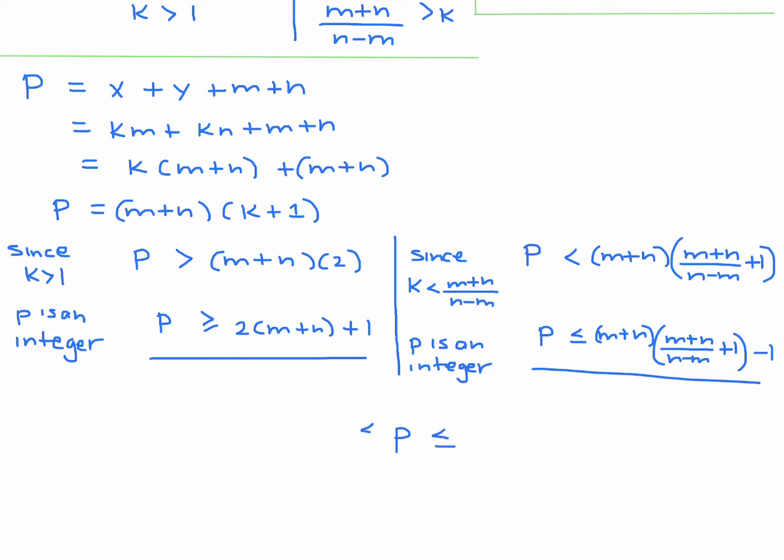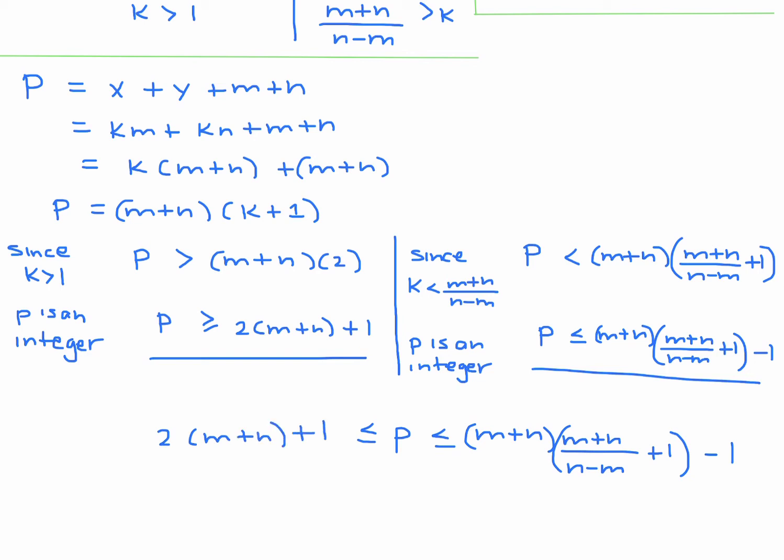Combining, it gives me a range that p is between. It's either less than this guy, m plus n times m plus n over n minus m plus 1, all minus 1, or it's greater than this guy, which is just 2 times m plus n plus 1.